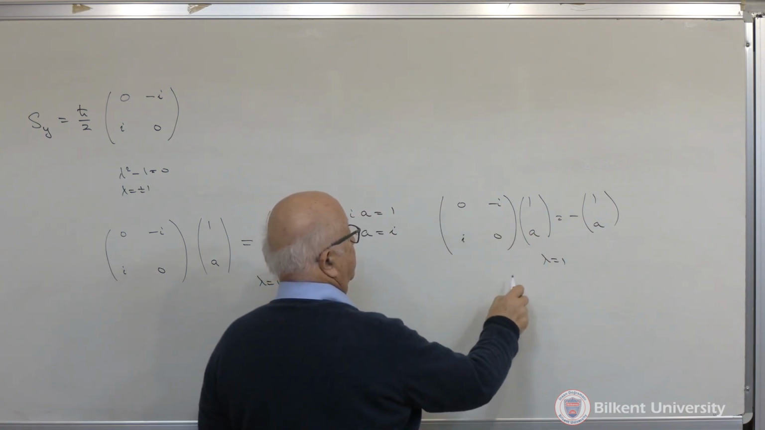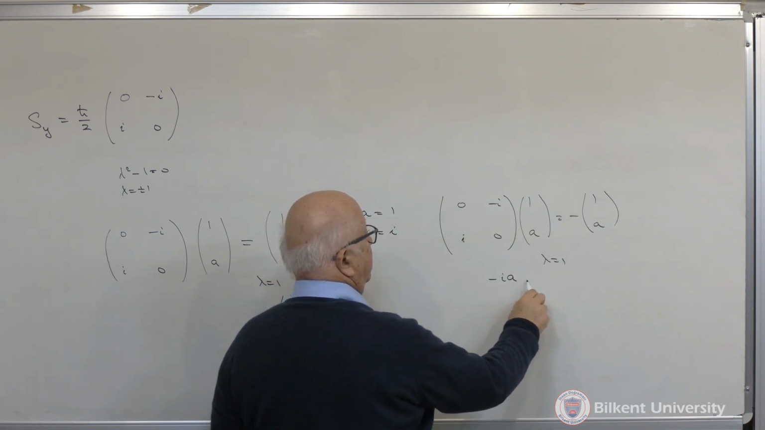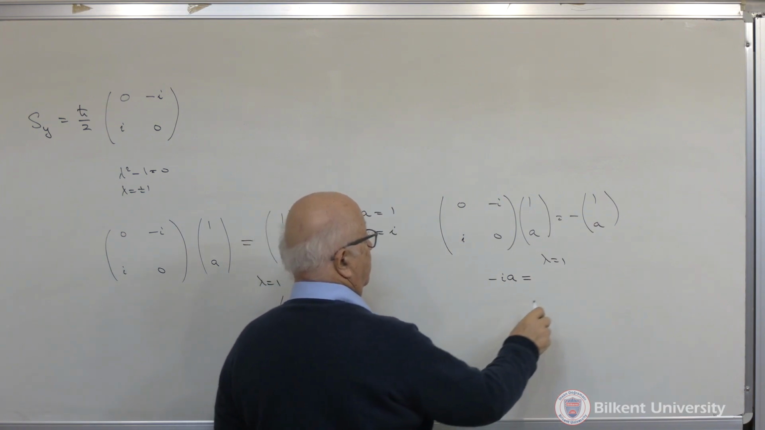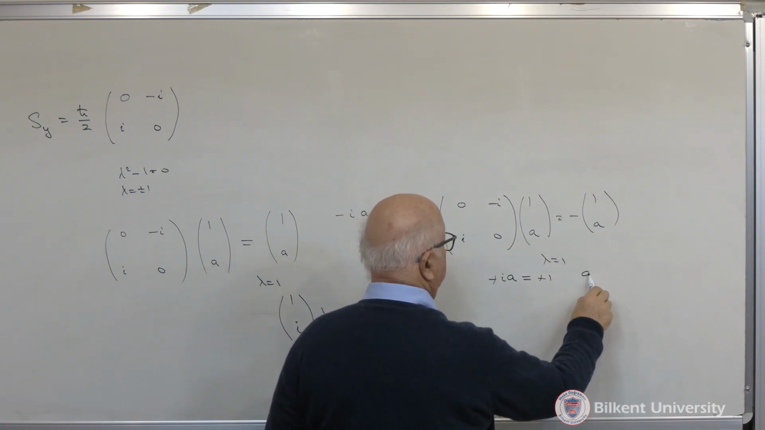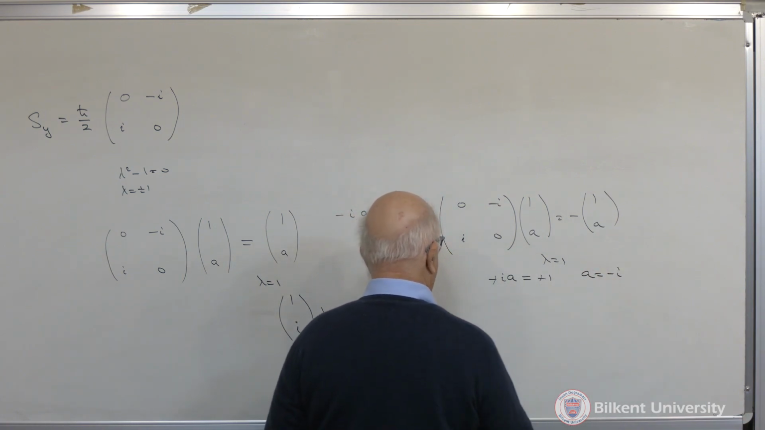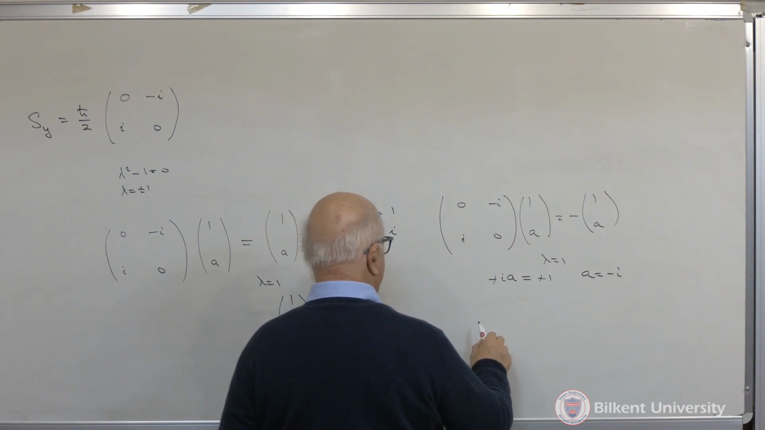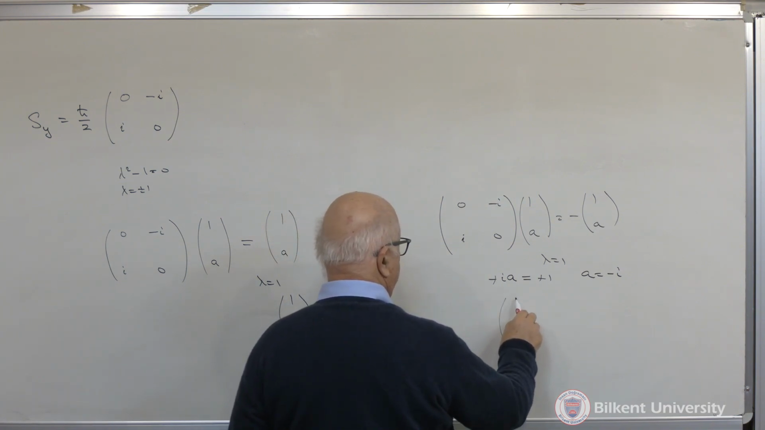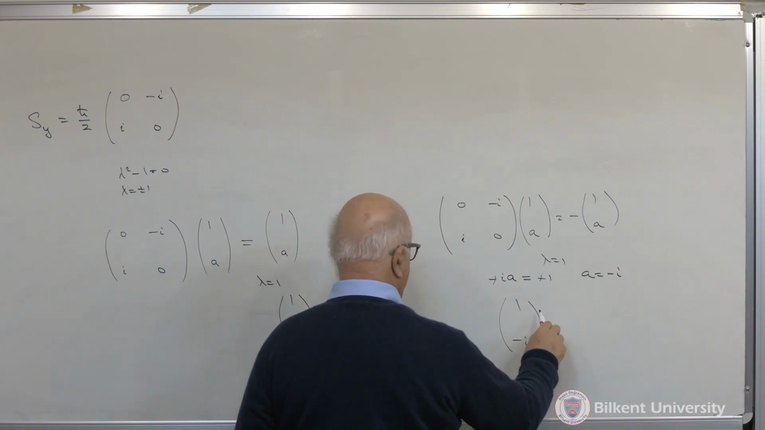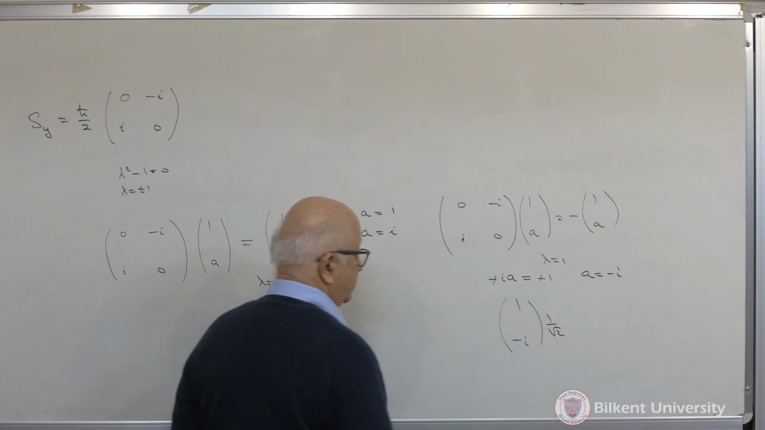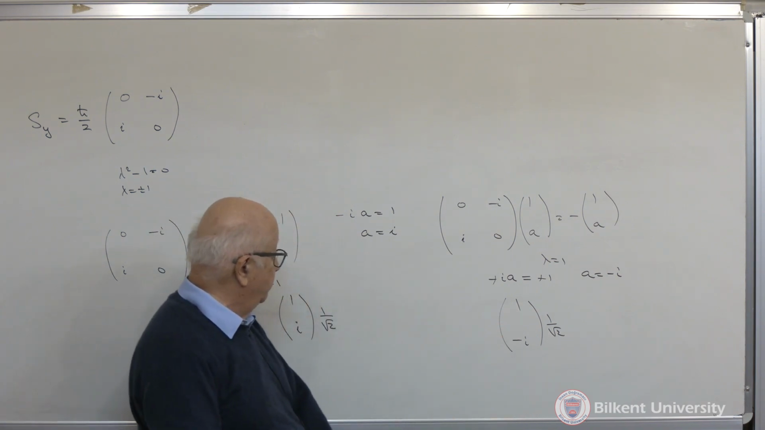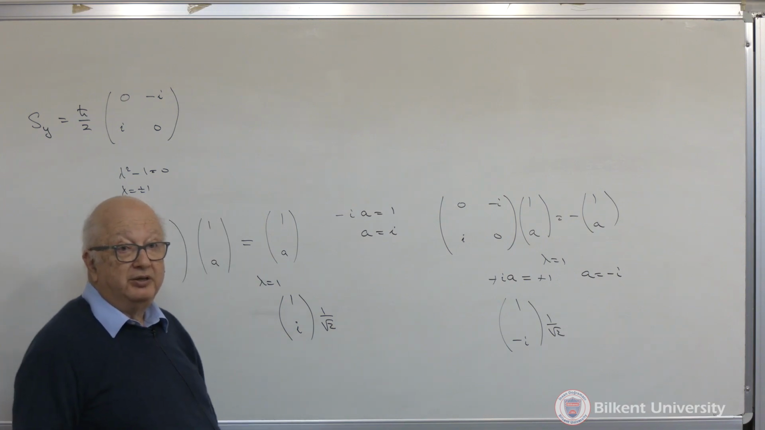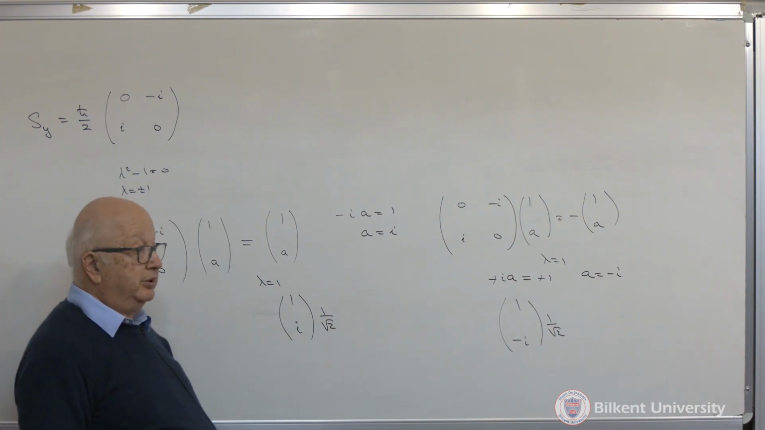So this time the first equation gives me minus i times a is equal to minus 1. So a is equal to minus i. So that eigenvector is 1, minus i, over root 2. Just to make sure, you can find the inner product of these two and check that it is equal to 0. Is the inner product equal to 0?